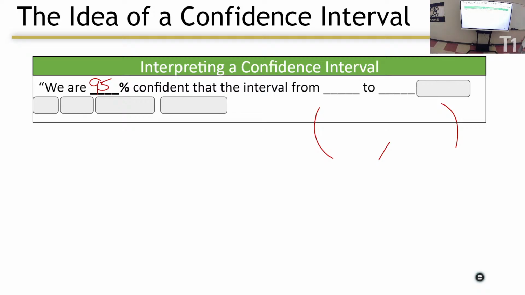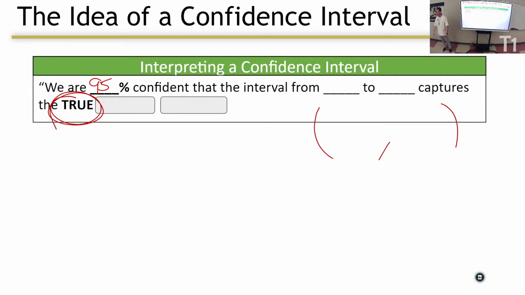We are 95% confident that the interval from here to here, of course, it should be lower bound, upper bound, right? That's the way we do mathematics. It should be lower bound, upper bound. Contains or captures. Captures. And now this is what's going to be really big.